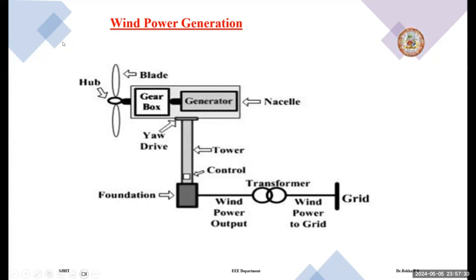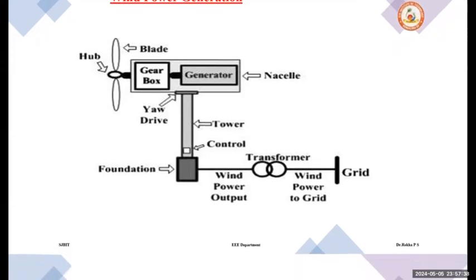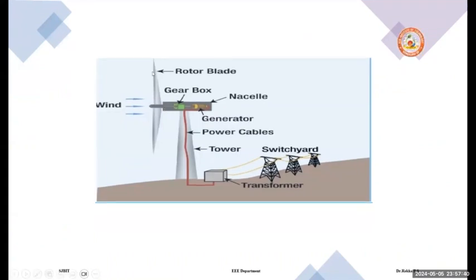Firstly, we have a tower. On top of the tower, we have blades or a propeller. You can see here the blades of the propeller. The tower gives the mechanical support. The function of the blade is to capture the wind energy. When wind blows, the blade captures its kinetic energy and converts it into mechanical energy. But when the blade rotates, it has a low RPM.